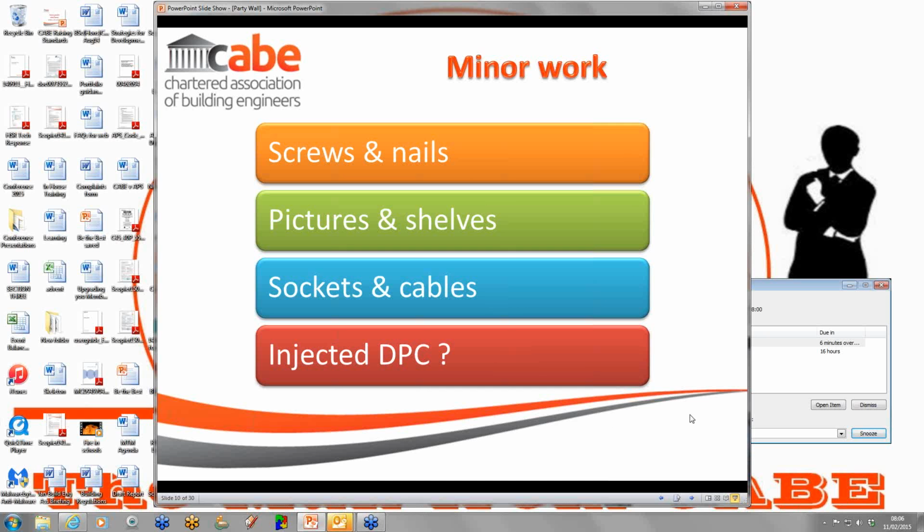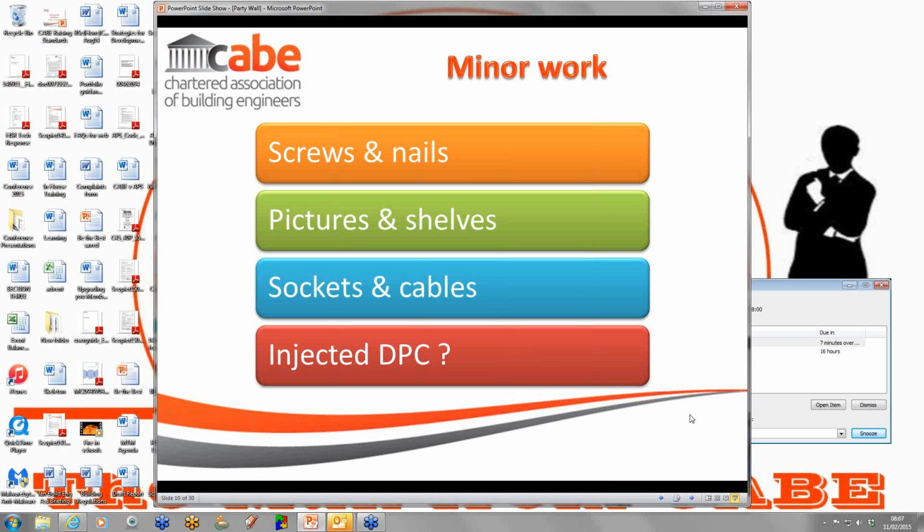Some work that's fairly minor in nature, you don't necessarily have to worry about when you're doing the party wall. So simple things like fixing things to the wall, nail screws, picture shelves, that sort of thing. That's minor work, and it's quite clear in the guidance in the Party Wall Act that it's not notifiable. When it comes to things like injecting a damp-proof course, or maybe cutting in a cavity tray or cutting in a damp-proof course, that then is bordering on the issue that we may have to look at notification depending on what we're going to do and the impact on the neighbour.